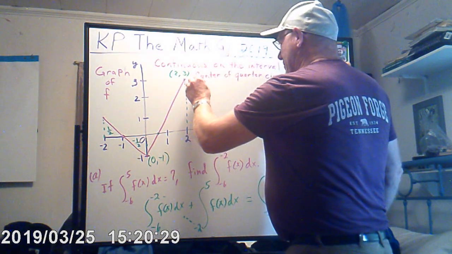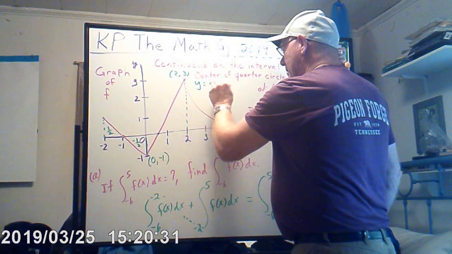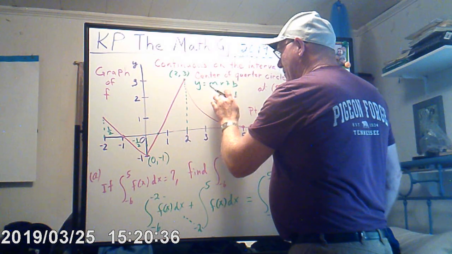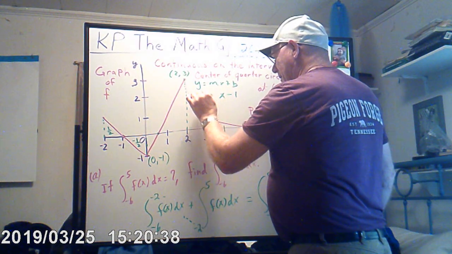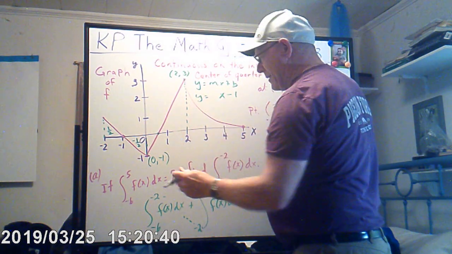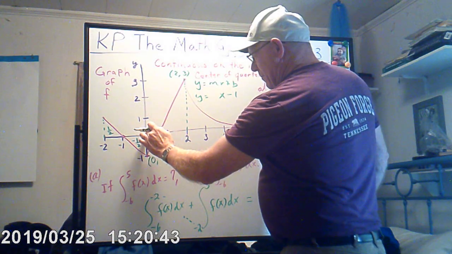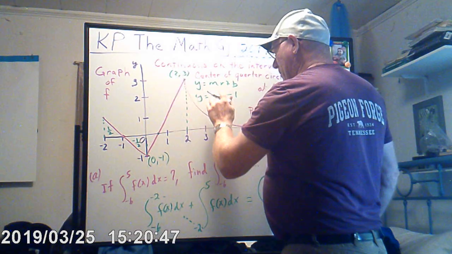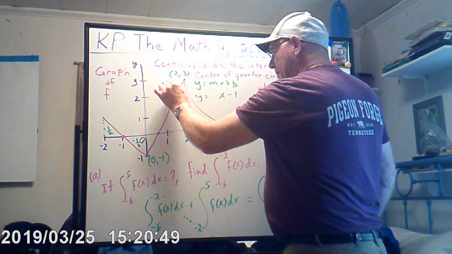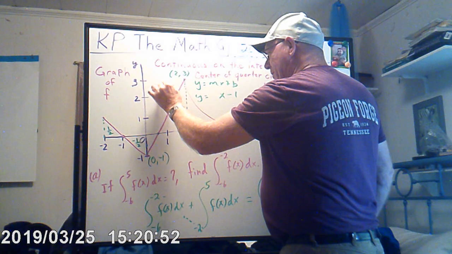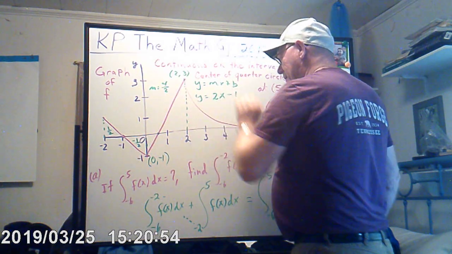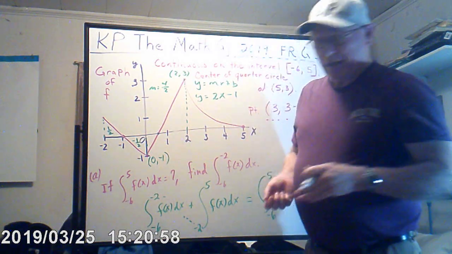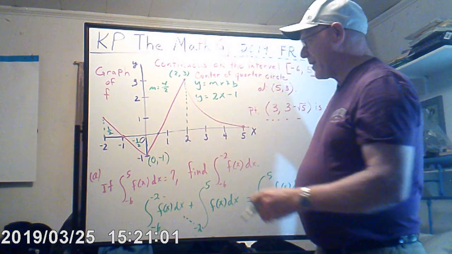Well, we know y is equal to mx plus b. We know that b is negative 1. We just need to figure out what m is. m is easy because it's rise over run: 1, 2, 3, 4, and then 1, 2. So 4 over 2. m is 4 over 2, which is really just 2. So y equals 2x minus 1.